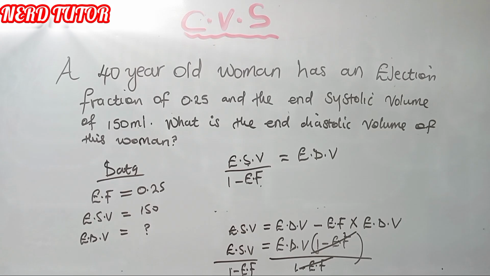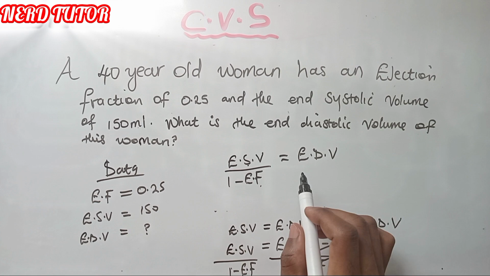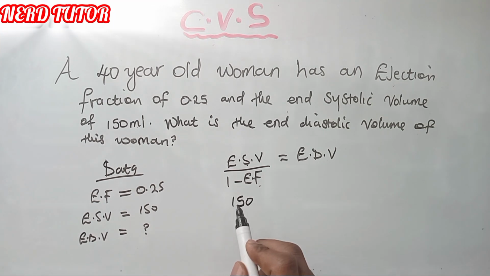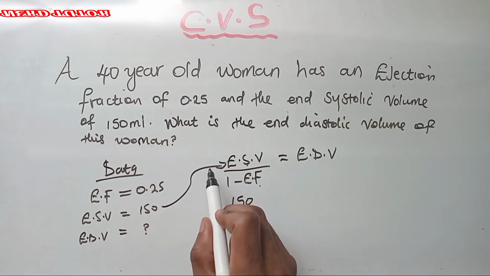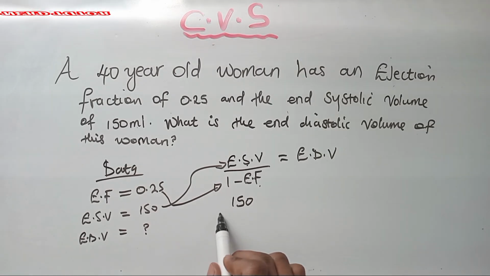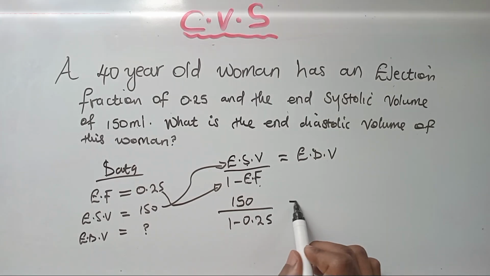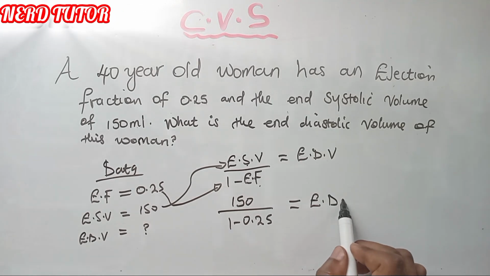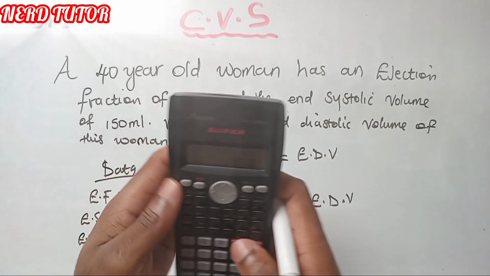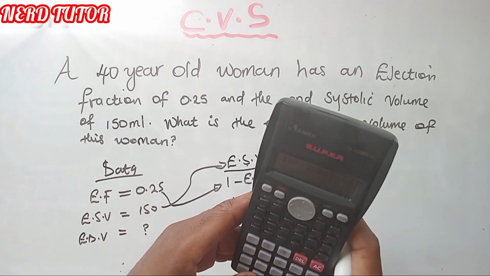So what we're going to do here is put the values there. End systolic volume is what? 150. So we're going to say 150, which is of course the end systolic volume, and the ejection fraction now, we put it there. So divided by 1 minus the ejection fraction, which is 0.25, being equivalent to the end diastolic volume. So this will now be our answer after computing this. So we're going to divide now. We're going to say 150 divided by 1 minus 0.25.